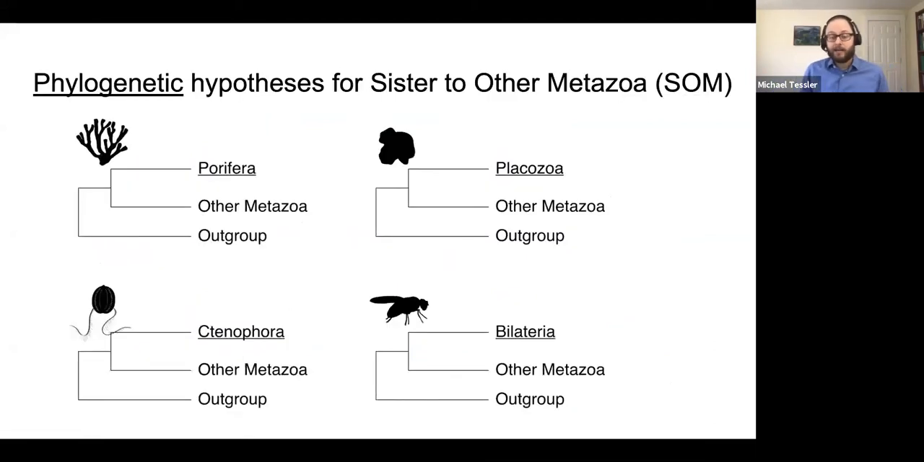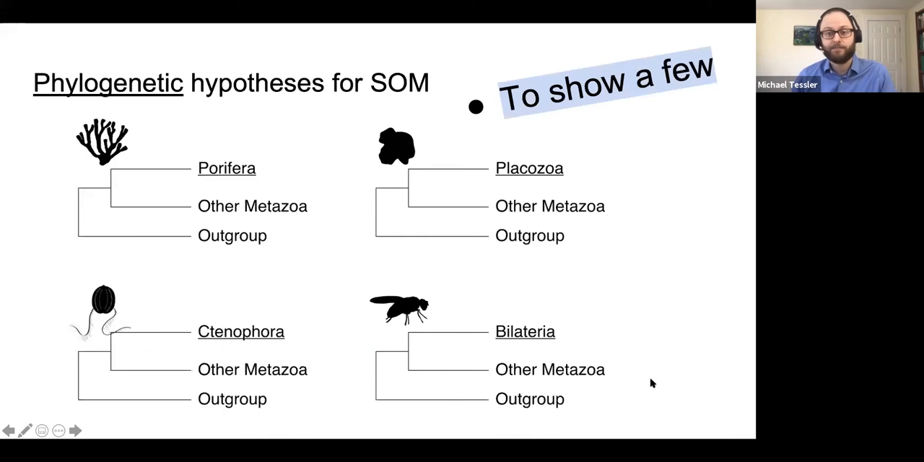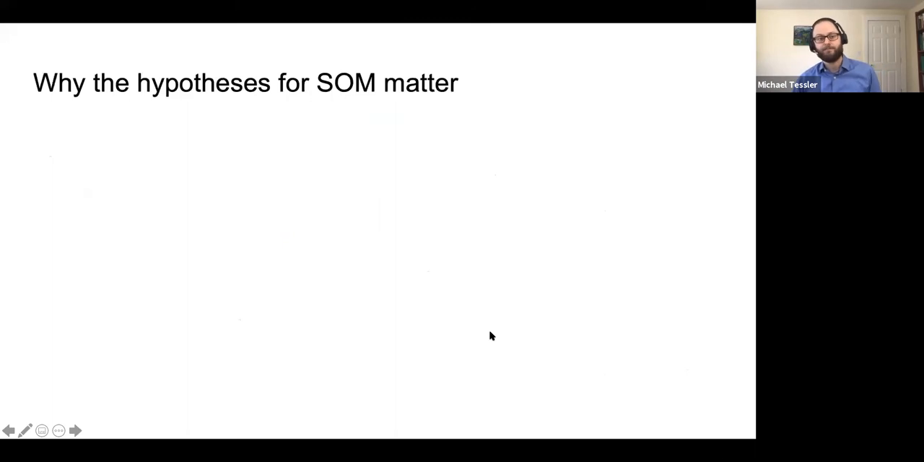So, phylogenetic hypotheses for the sister to other Metazoa. There are all sorts of phylogenetic hypotheses out there. There are, in fact, too many to show for this sister to other Metazoa, which I'm going to abbreviate as SOM in a lot of these slides. There are tons and tons of hypotheses. These are the main ones, particularly these two on the left, which is either sponges or ctenophores being the sister to other Metazoa.